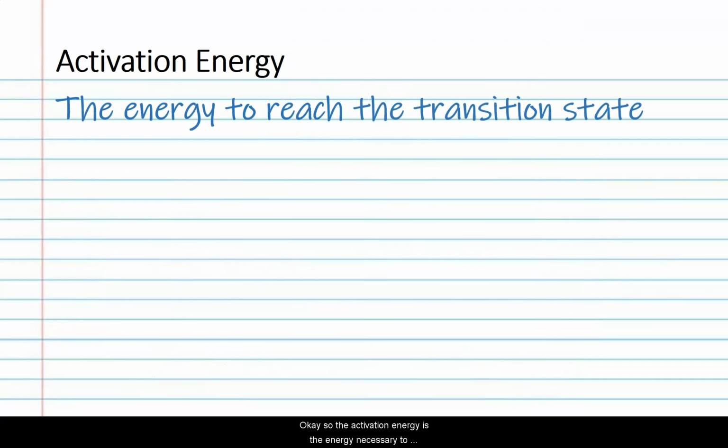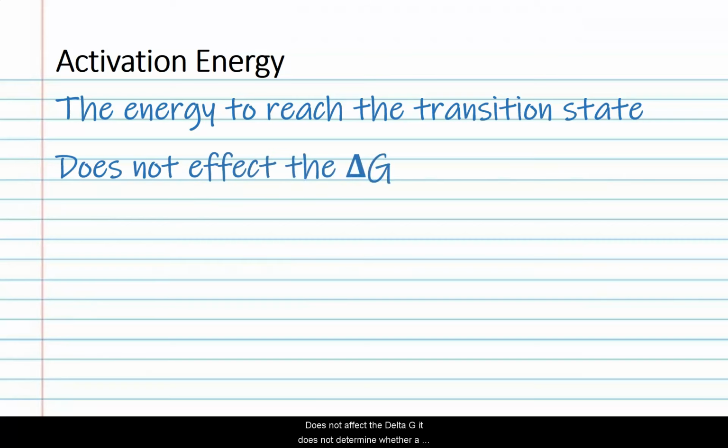Okay, so the activation energy is the energy necessary to reach the transition state. It does not affect the delta G. It does not determine whether a reaction is exergonic or endergonic. It simply determines the rate of the reaction.